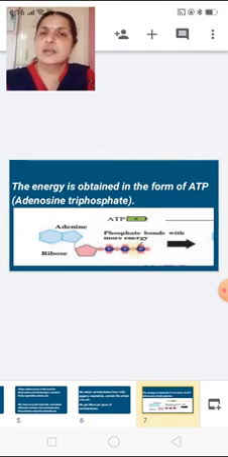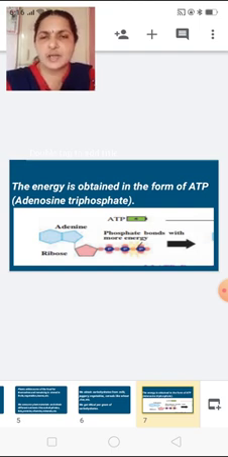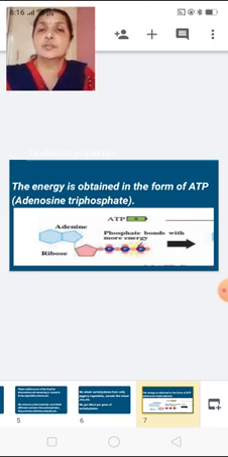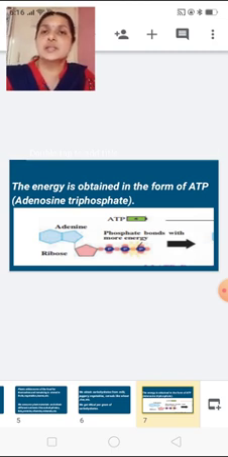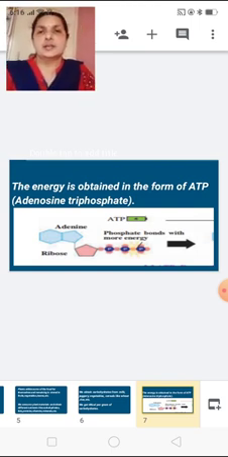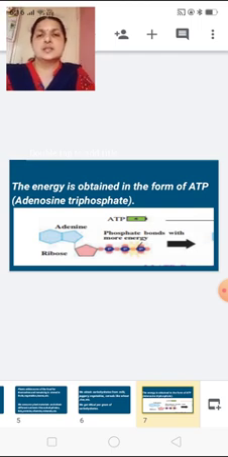Now we saw this energy is stored in the form of what? ATP. What is ATP? Adenosine triphosphate. Adenosine is a nitrogenous compound attached to a pentose sugar, which is ribose, and it has 3 phosphate groups. What is ATP called? The energy currency of the cell, because it stores the energy.